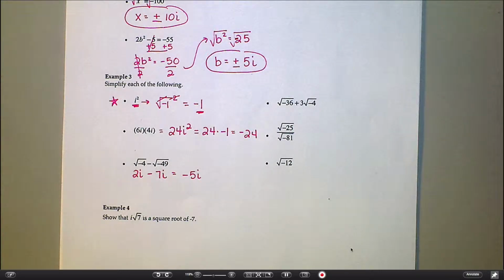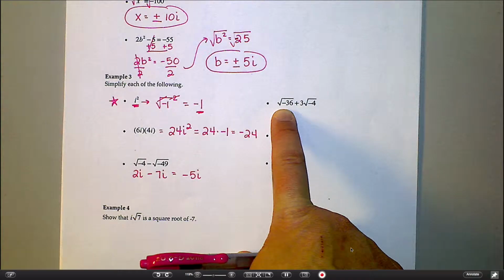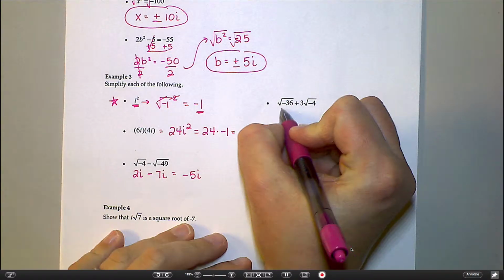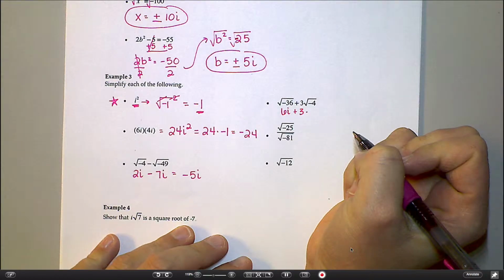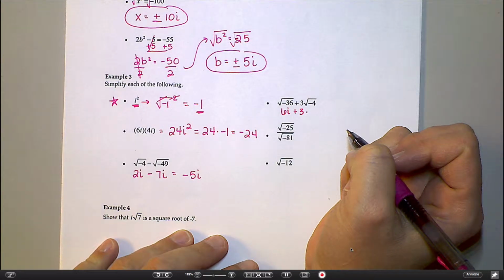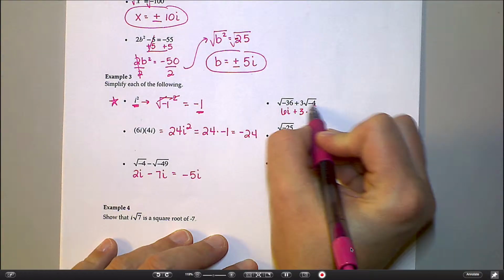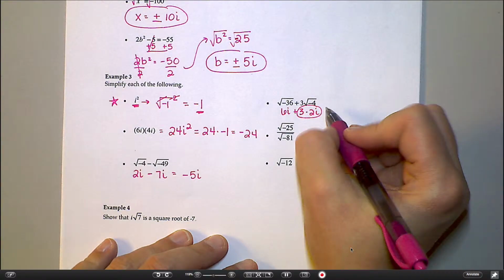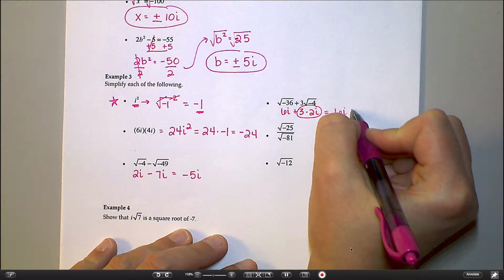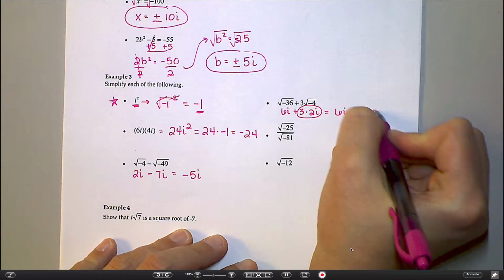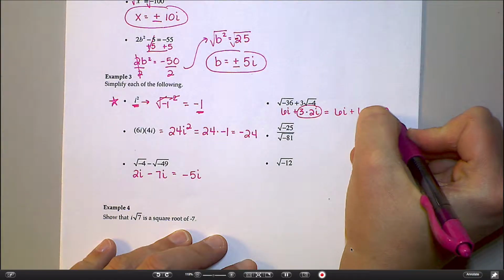All right, how about the square root of negative 36? Going back up here. Okay, this is 6i plus 3 times, how about the square root of negative 4? 2i. Okay. 3 times 2i gives me 6i. So this would be 6i plus 6i, which comes out to be 12i. You got it.